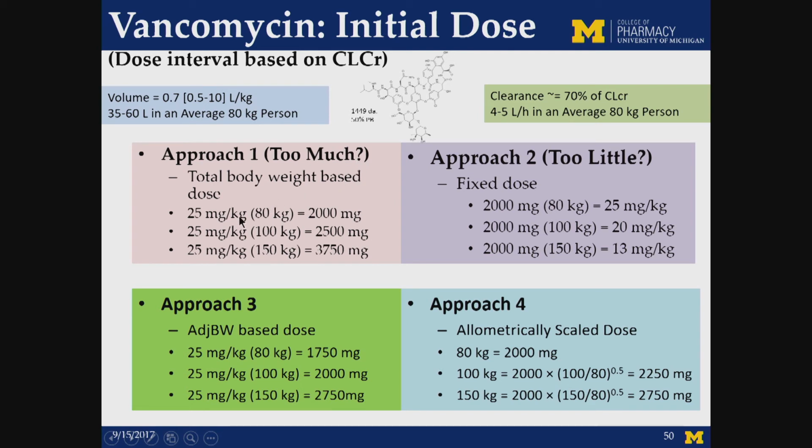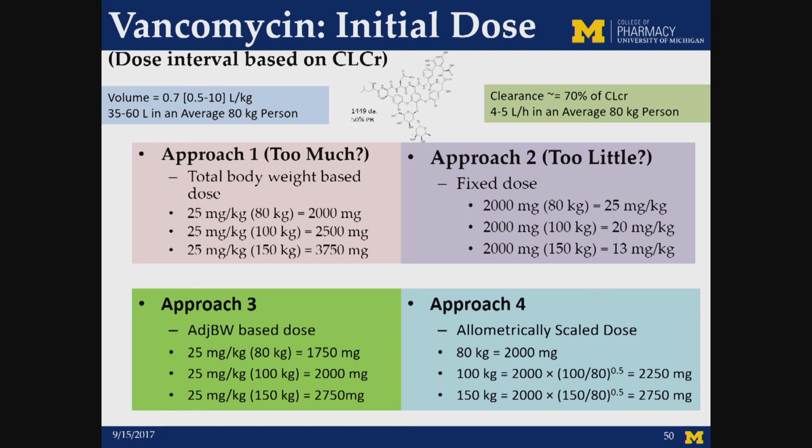if you were to use 25 milligram per kilogram, you will clearly compute a much higher dose in a larger individual. And so for most clinicians, this may lead to consideration of too high of a dose. The alternate in other guidelines, when you're looking at the methicillin resistant Staph aureus guidelines, the recommendation is to use no more than 2,000 milligrams as the dose. And so in this scenario, in a larger individual, you may end up using a 13 milligram per kilogram dose. And so for some clinicians, that may be too low of a dose.